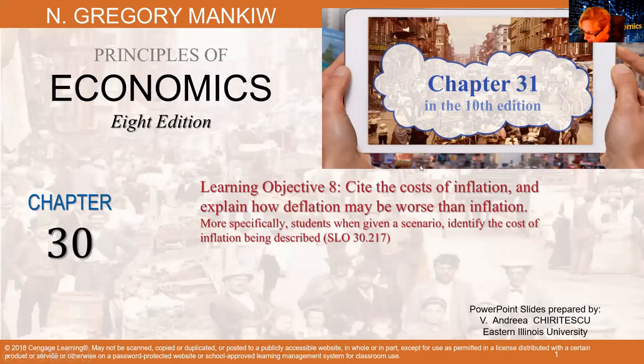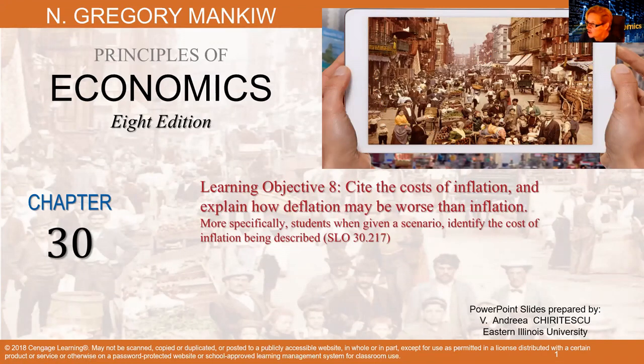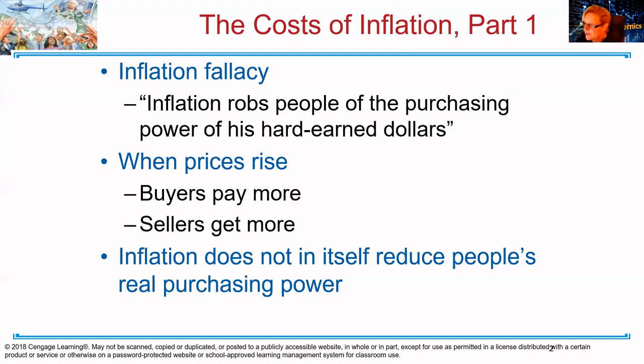Okay, so again, we're going to take a look at the costs of inflation, and then we're going to look briefly at deflation. So again, the inflation fallacy that we talk about robs people of the purchasing power of dollars. Remember that as the money supply increases, the value of a dollar decreases. Why? Because the price level is going up, and that means we need more physical dollars to make the same amount of purchases.